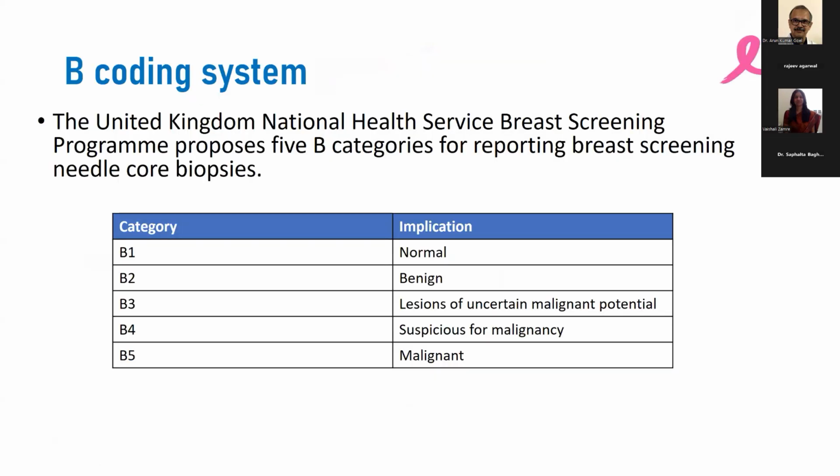And that's exactly the B coding system that the UK NHS breast screening program has written, that you have a normal, you have a benign, and you have a malignant, and you have the not so bad in the middle, which is the B3 lesions.